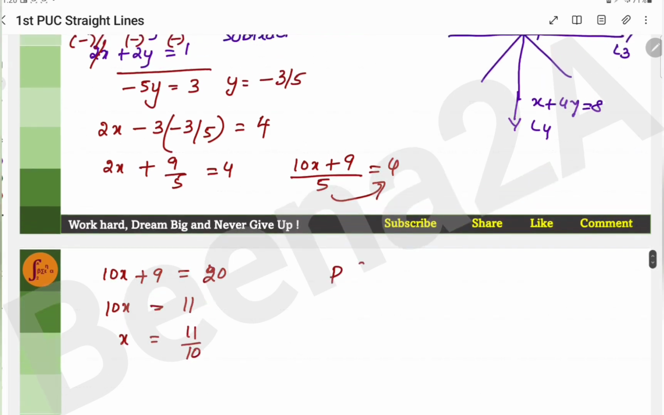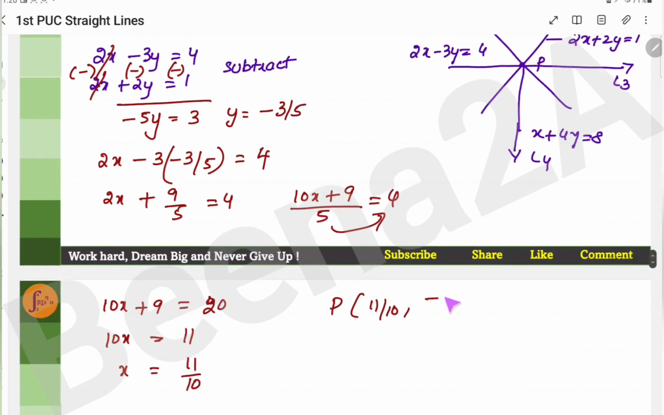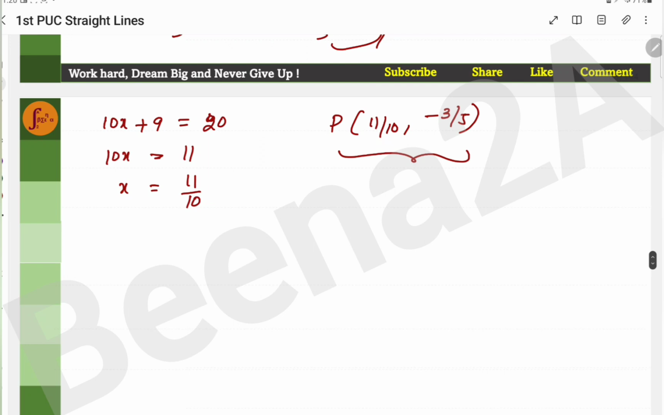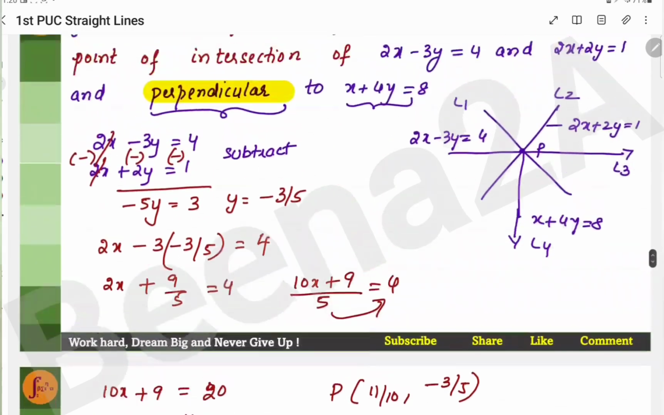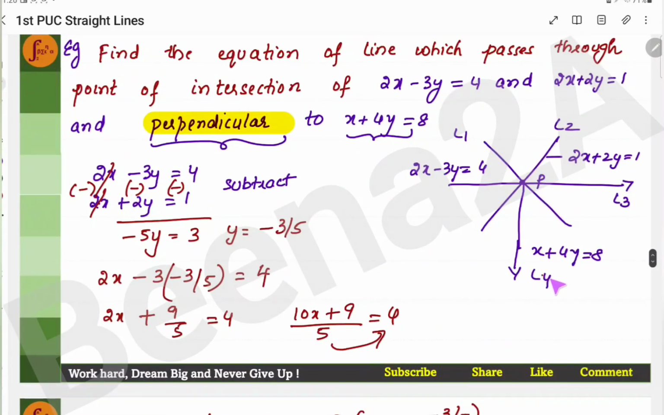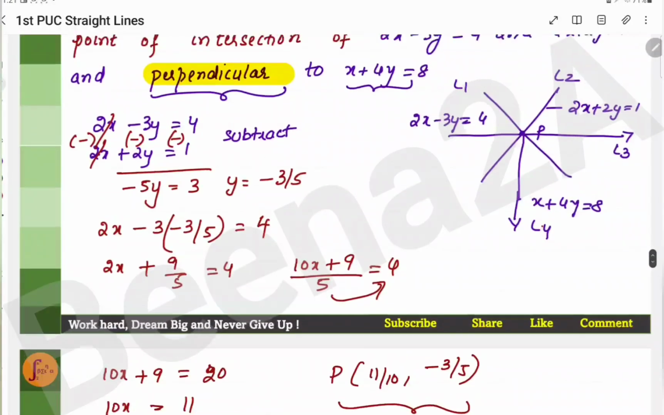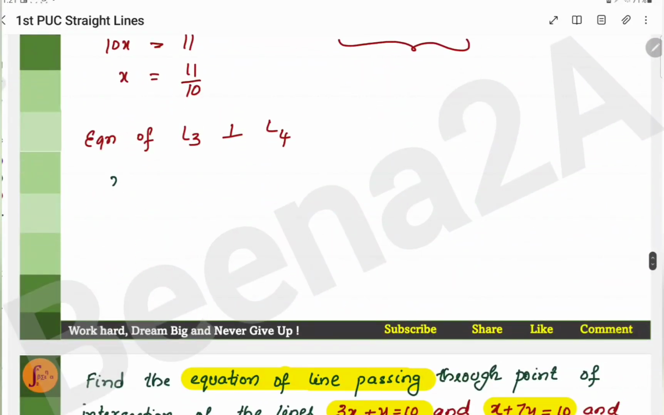So what is the point of intersection? It is 11 by 10. And what is y? Minus 3 by 5. Now you know the point. Now what is the equation of L3, which is perpendicular to L4? So the equation of L4 is x plus 4y is equal to 8. This is L4. So what is the equation of L3?